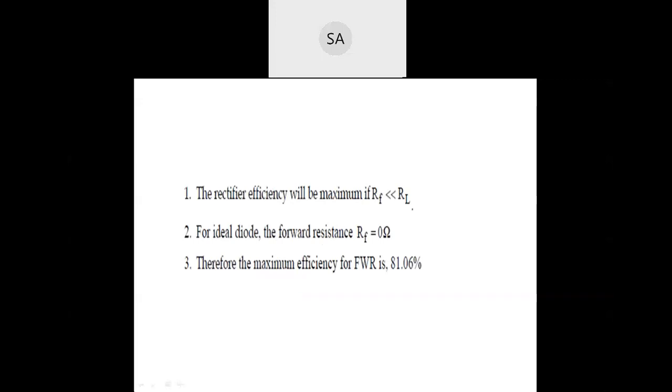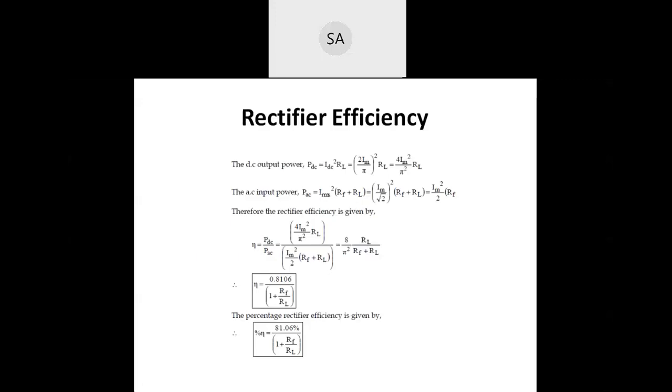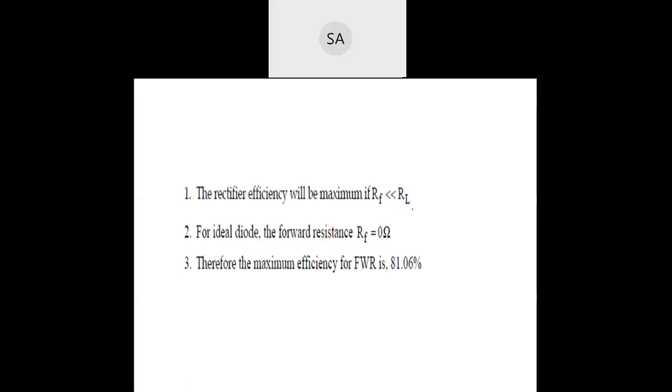So the rectifier efficiency will be maximum if RF is much less than RL. For an ideal diode, the forward resistance is 0, so from these equations we get the maximum efficiency when RF is much less than RL. If you consider the ideal diode in the center tap full wave rectifier, the forward resistance is 0, so this entire term will be 0. Then the maximum efficiency you will get is 81.06 percent.